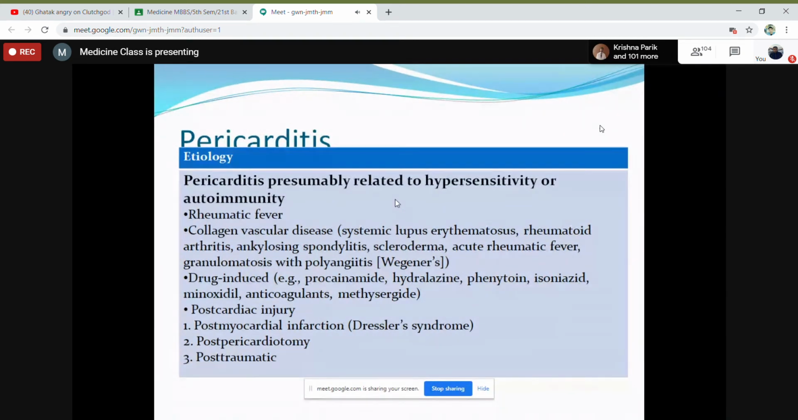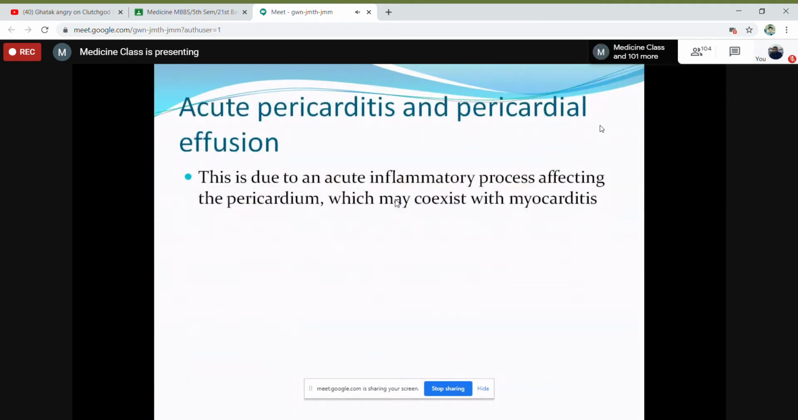Pericarditis means acute, subacute, and chronic pericarditis. Most of the clinical features of acute and subacute overlap. So we'll be talking about acute pericarditis and chronic constrictive pericarditis. Since most patients with acute pericarditis develop pericardial effusion, we'll be talking about acute pericarditis and pericardial effusion at the same time, continuously. And the last topic being cardiac tamponade. Firstly, we'll be starting with acute pericarditis and pericardial effusion.